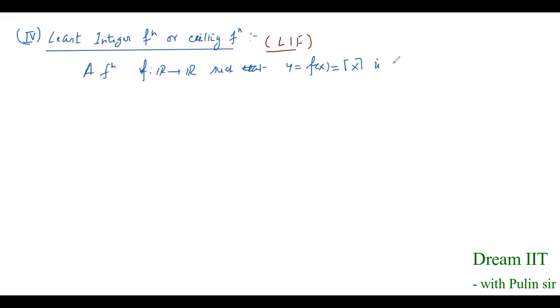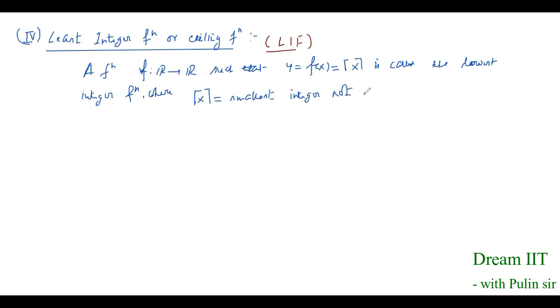This is called the lowest integer function, or integer value function. Wait, now you might be expecting, what does this mean? Earlier it was the greatest integer. This time we'll write this as the smallest integer.